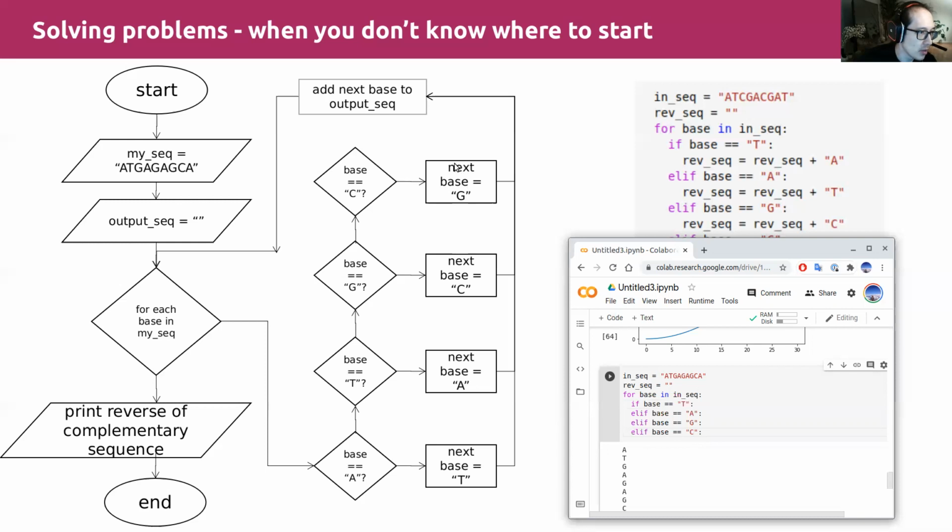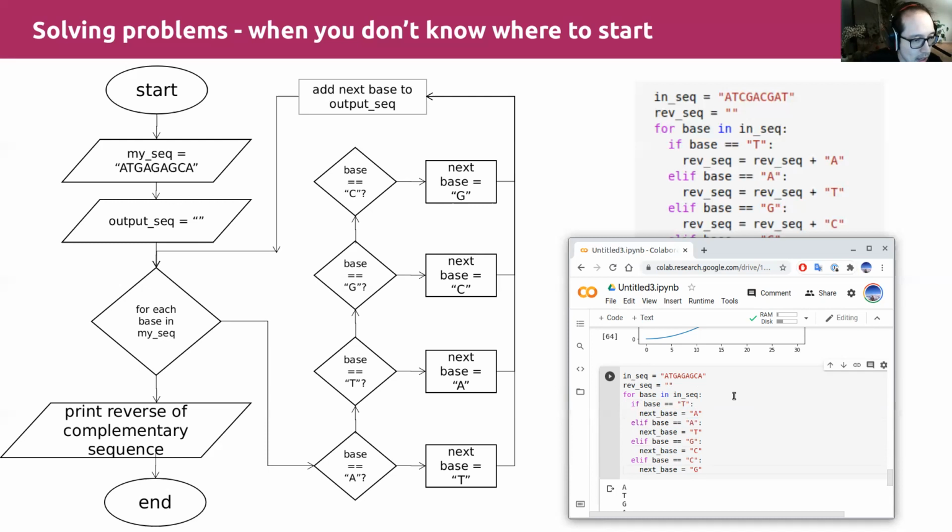Okay, and we have another placeholder, so some variable called next base that we're going to set equal to the complement of whatever ingoing base we have. So let's do that. So we have a variable, let's call it next base equals G. Sorry, no, complement of T is A. Complement of A is T. Complement of G is C. Complement of C is G.